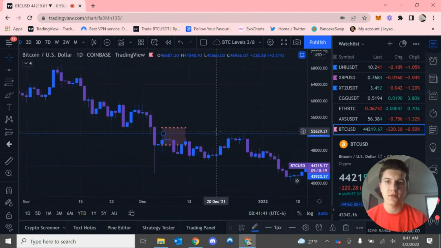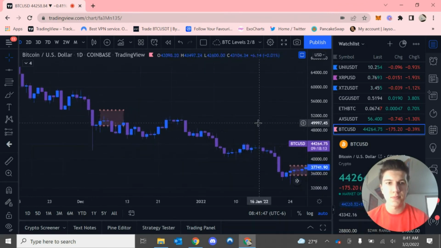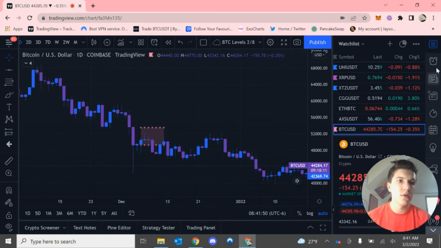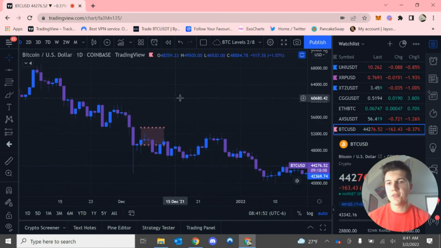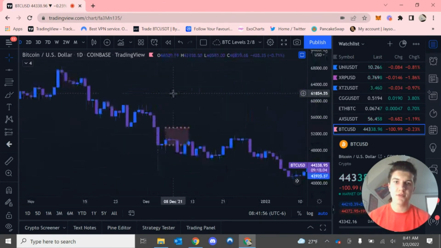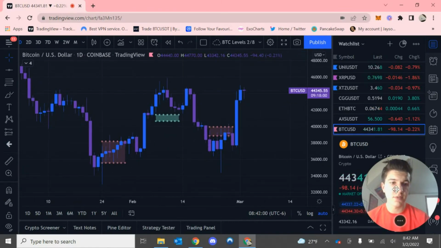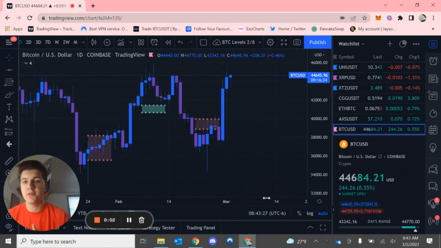Right here we still have a gap open, and you guys can take note of that in doing your TA and create a whole new analysis based on these CME gaps. Price will usually go ahead and fill these gaps. So basically that's all it is to it.